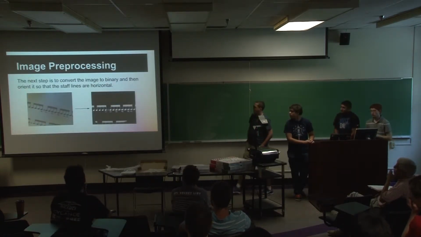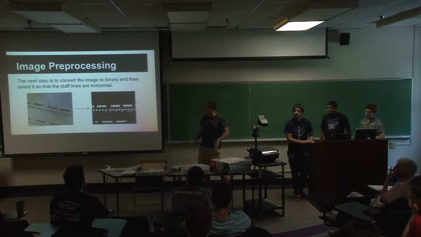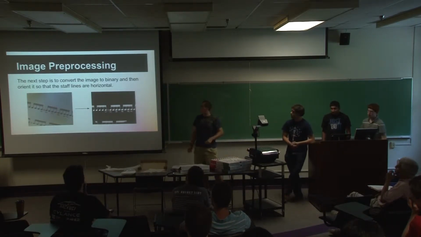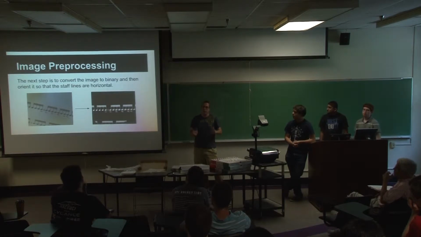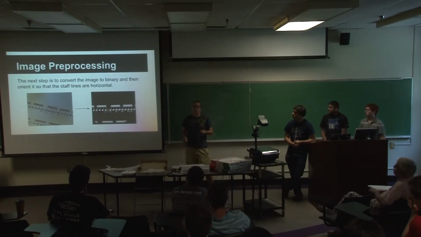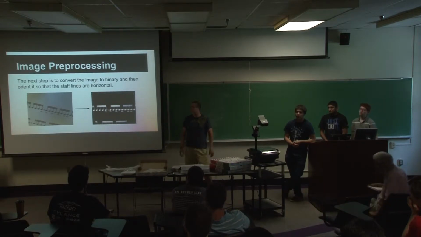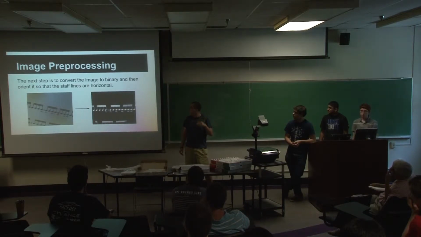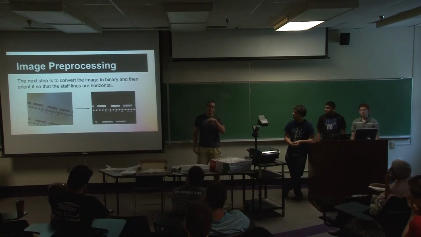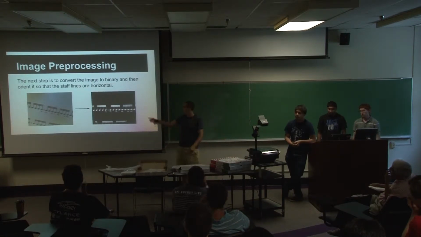The next step is basically just getting rid of all the leftover parts having to do with color and everything, and then orienting it the right way. So first we convert it to binary, so it's just straight black and white, and then use a Hough transform to find the staff lines. Then you can calculate the angle of it and rotate the image so that it's more horizontal, which will help later on for template matching.